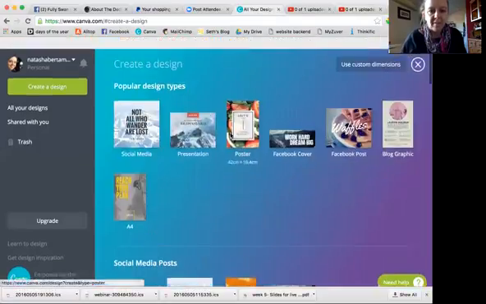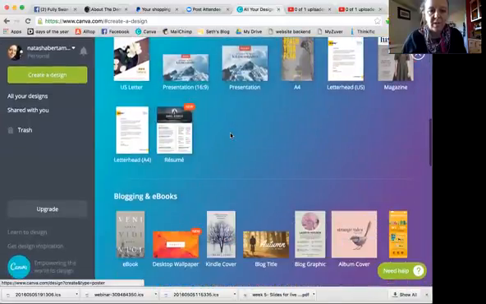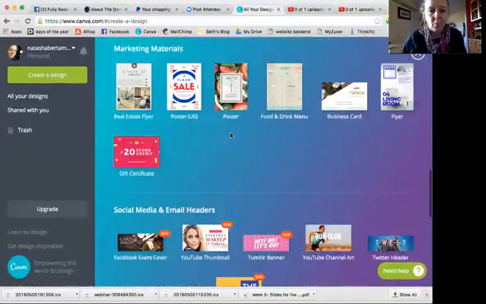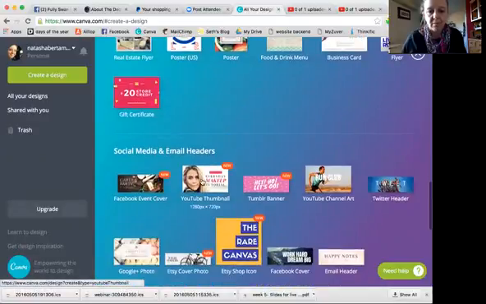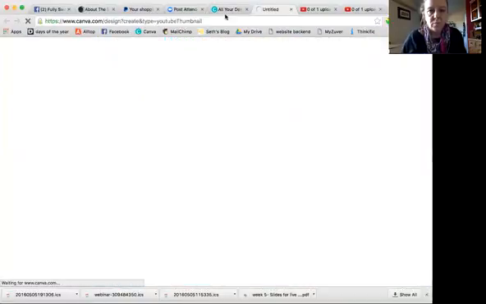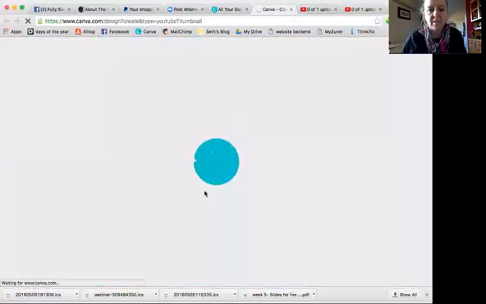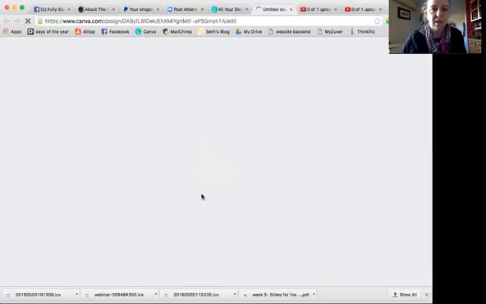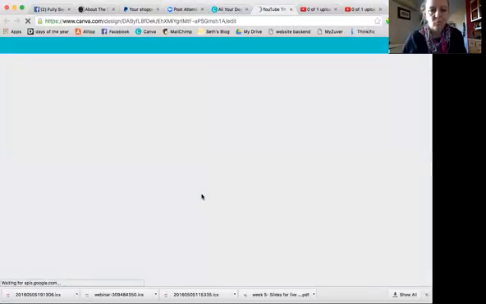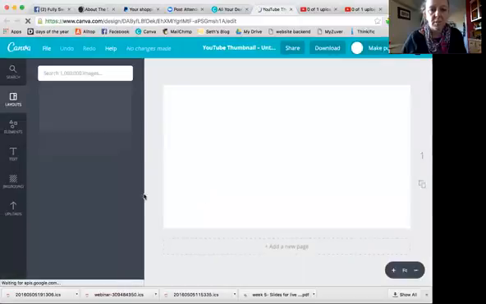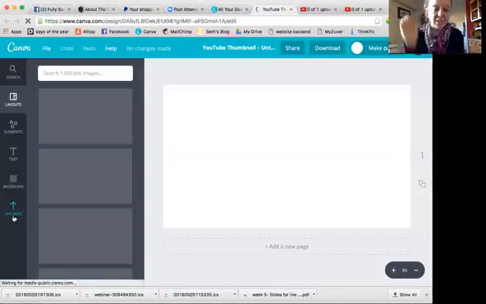So in Canva, this is all the different kinds of designs they have. They have one called a YouTube thumbnail, and they also have the YouTube channel art here. So a YouTube thumbnail has just got the exact pixel measurement. It's 1280 by 720, and you can go over and make yourself a spiffy image so you don't have to have an ugly frozen face pic. Here it comes.